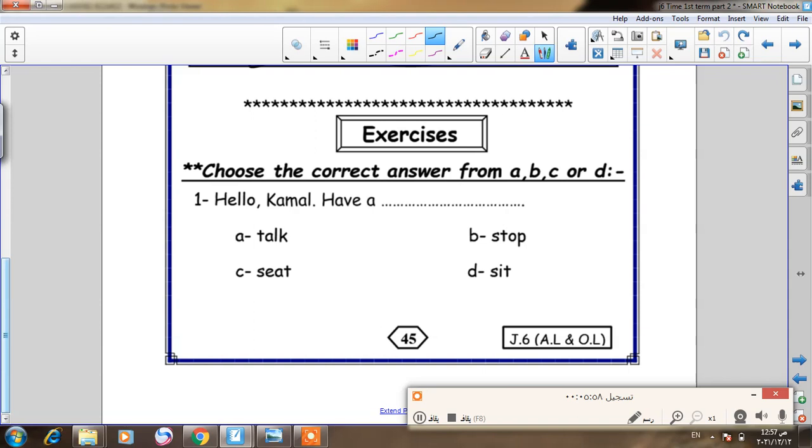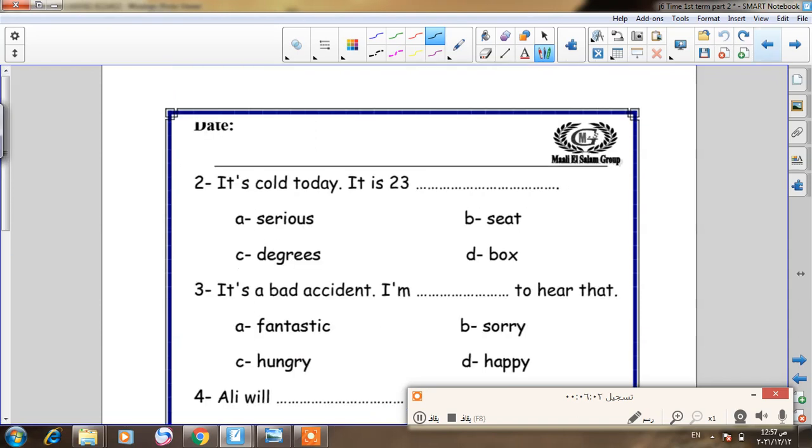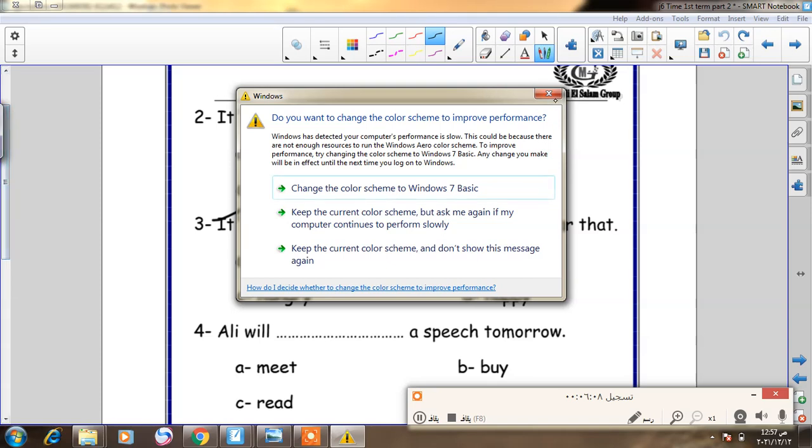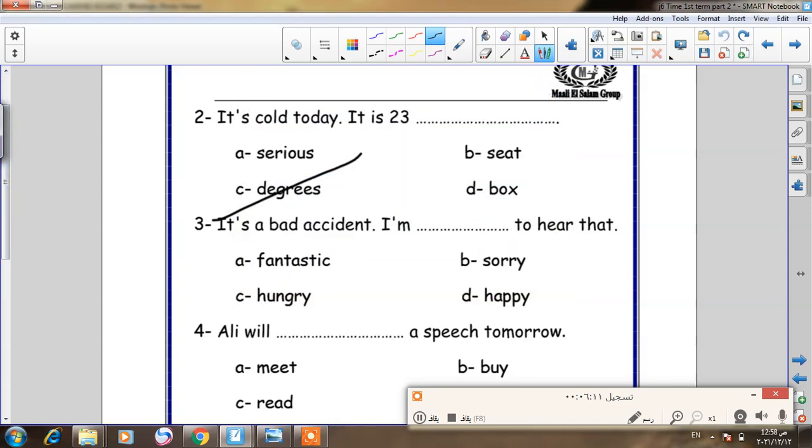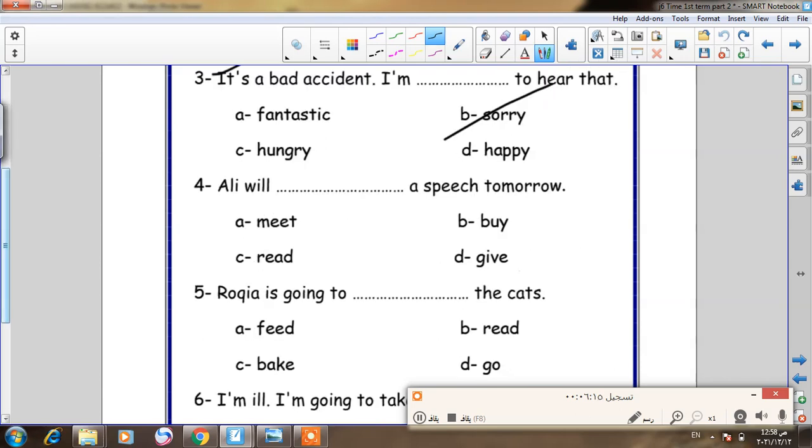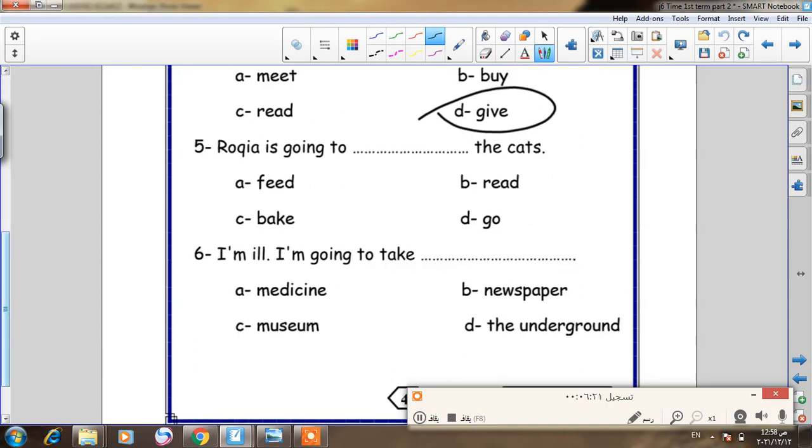Okay. Hello, Kamal. Have a seat. It's cold today. It's 23 degrees. I had a bad accident. I'm sorry to hear that. Ali will give a speech today. Ruqayya is going to feed the cat. And I'm going to take medicine.